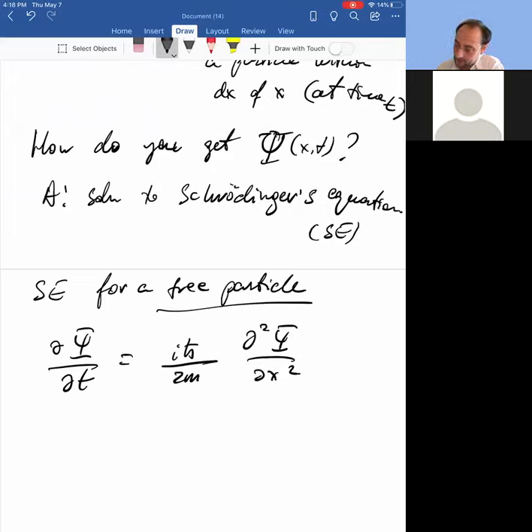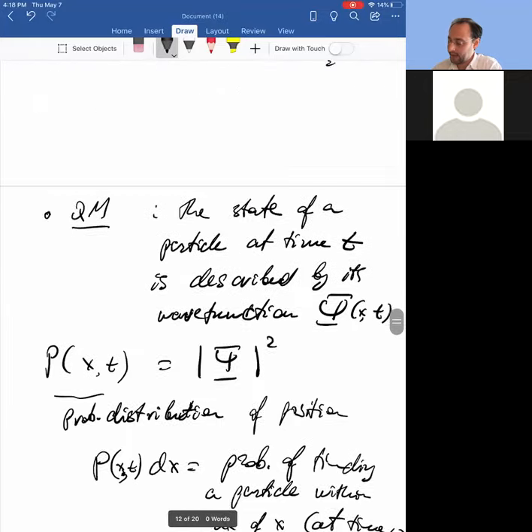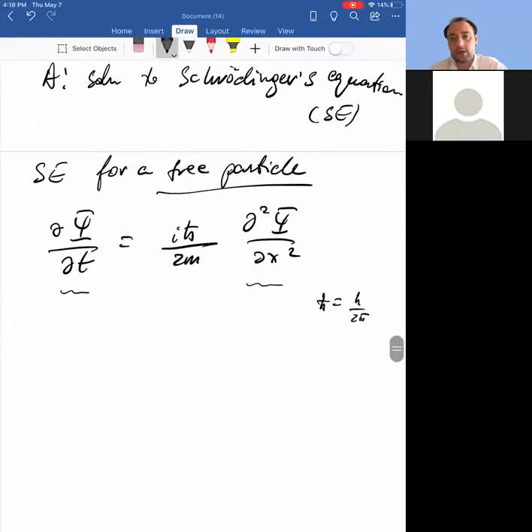Okay? The left-hand side is a partial derivative of psi with respect to time. There's a partial derivative of psi with respect to x squared. And there's this bunch of constants here. Remember, h bar is h over 2 pi. M is the mass of a particle. This doesn't look like anything familiar. Okay. Remember, a wave function is a wave.